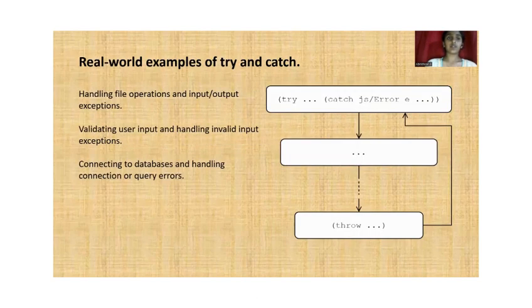Real-world examples of try and catch: handling file operations and input or output exceptions, validating user input and handling invalid input exceptions, connecting to databases and handling connection or query errors.